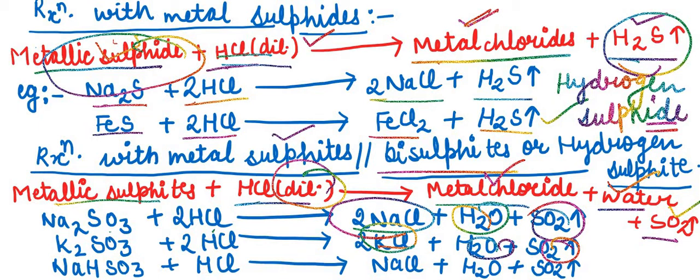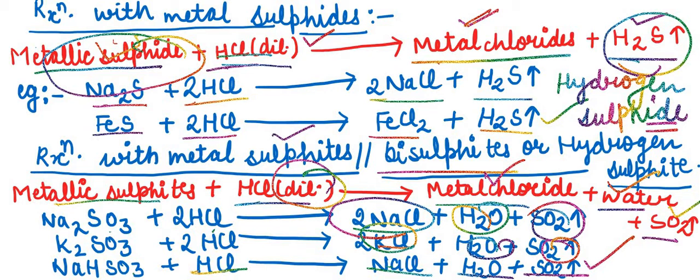So if we have sodium bisulfite, or a sodium hydrogen sulfite, then the reaction between HCl and the sodium hydrogen sulfite molecule forms NaCl, water, and SO2 gas. These formations occur when there is a reaction between them.